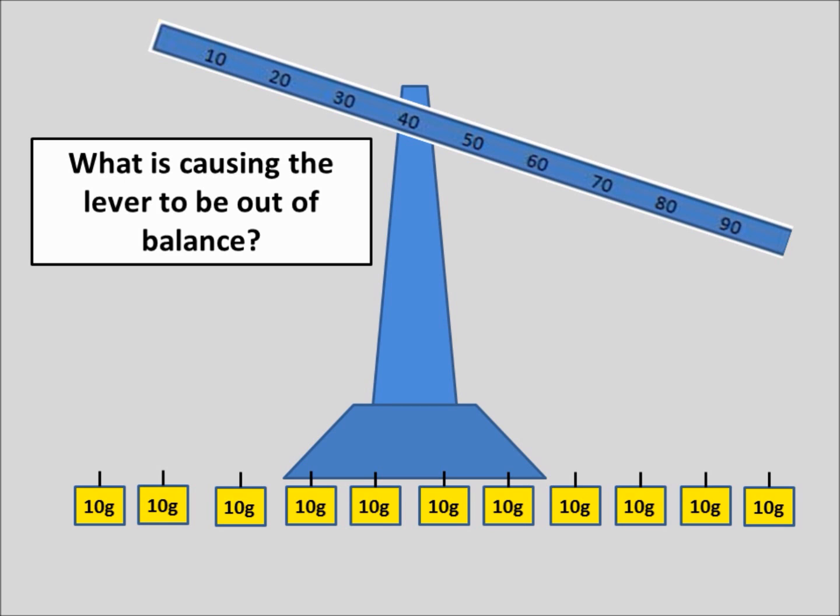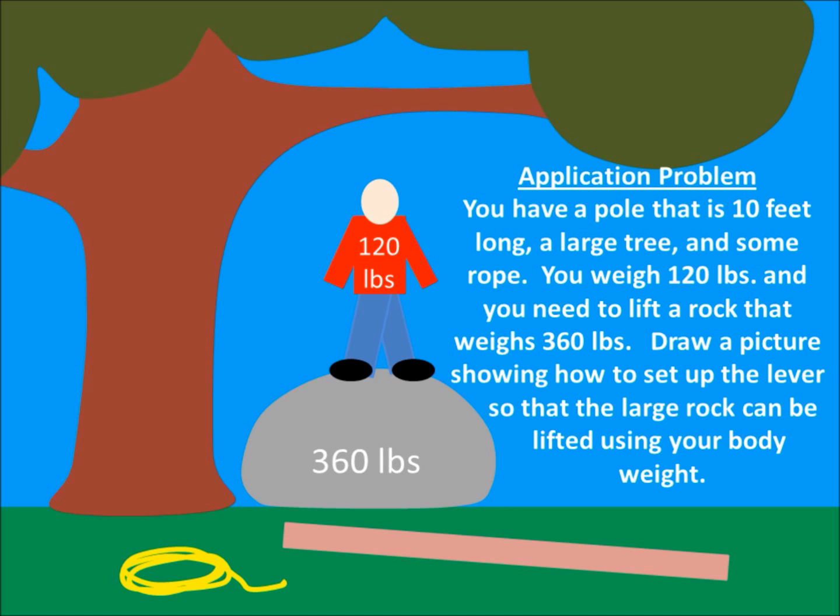Since the fulcrum has been moved to the left, causing more of the lever to be protruding to the right than to the left, there's more mass on that side, and therefore the lever tips down on that side. I believe we are now ready to address our application problem with a little more mathematical certainty. The application problem reads as follows.